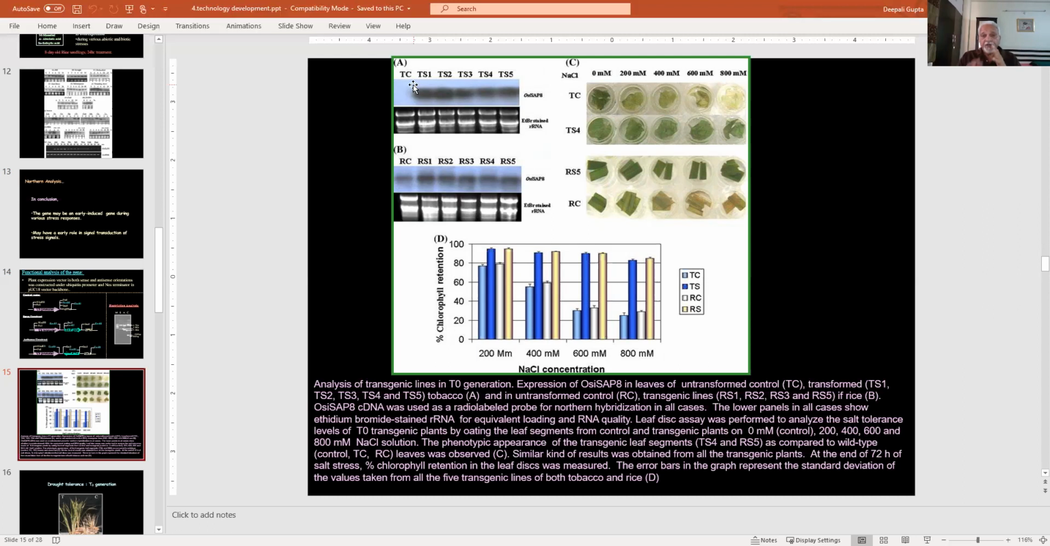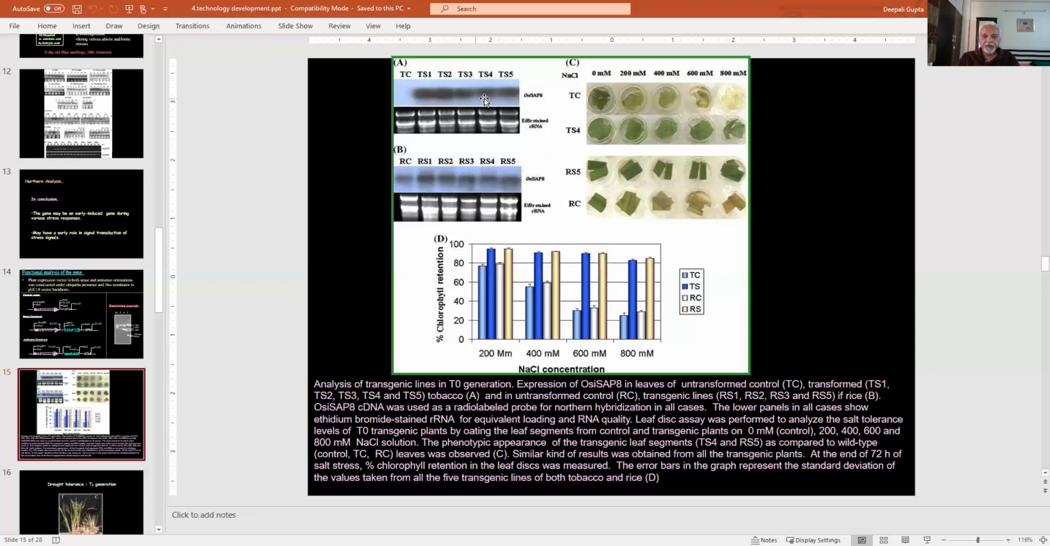If it works, like a rice gene working in tobacco, it means this technology can be taken to any plant. So therefore, we validated this gene in both homologous, like rice gene into rice, and heterologous system, like rice gene in tobacco. Okay, so as a part of checking whether the transgene has integrated and it is expressing and it is doing its job, what it is supposed to do.